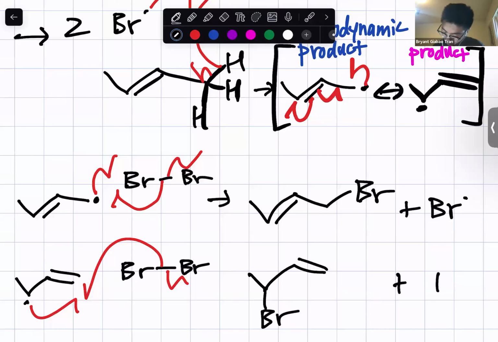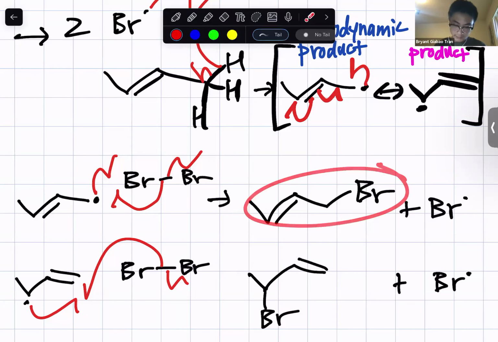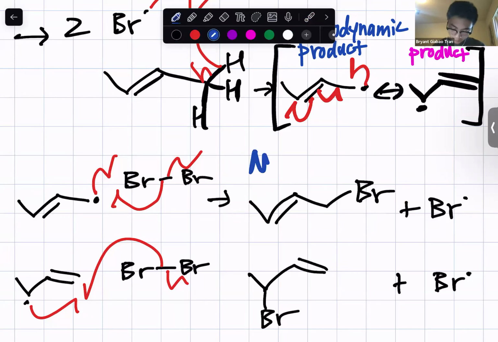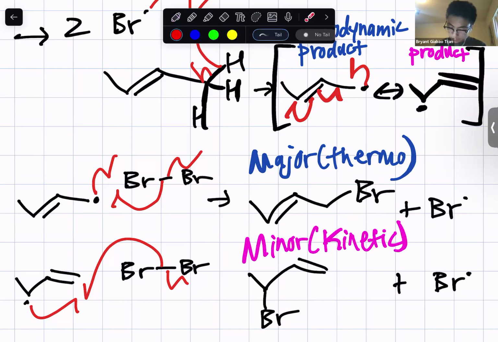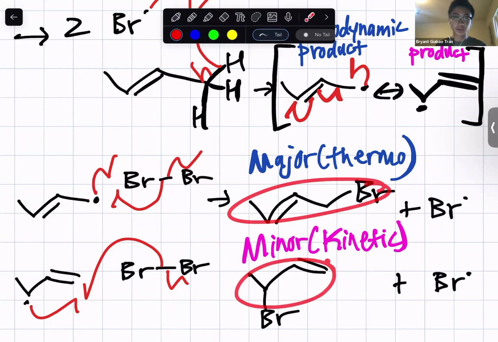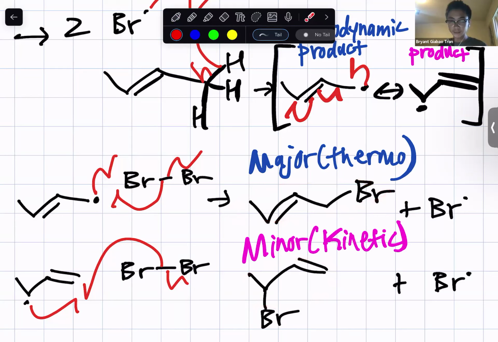Right? Where we said this right here is the major product because it is the thermodynamic product. This is the minor product because it is the kinetic product. This is the more stable double bond. This is the less stable double bond. But we get a mix of these two products.